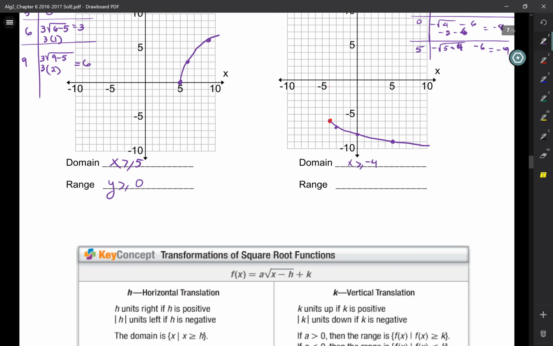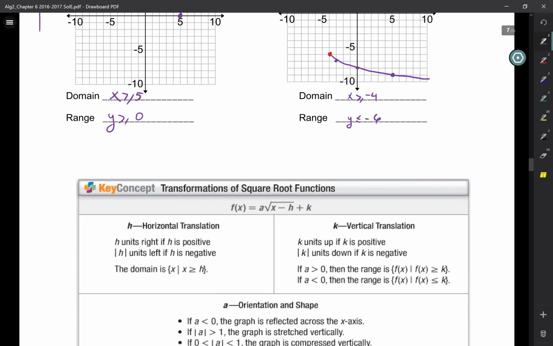Okay, now take a look at the range. As I'm going up here to here, do I have a graph? Yep, here, here, here, here. What about here? Here? No graph, no graph, no graph. So where is the graph? It's at y equals negative 6, and does it go above or below? Below. So y is less than or equal to negative 6.